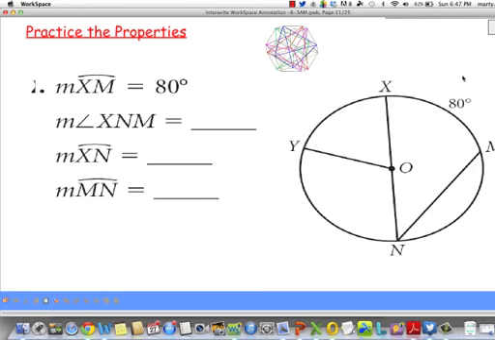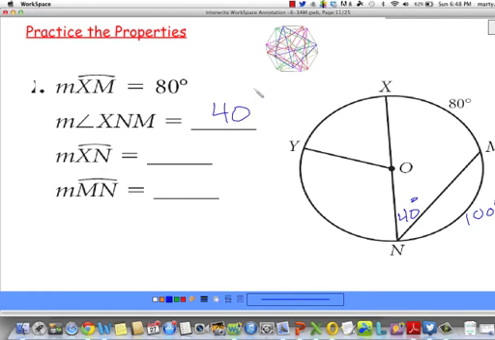Let's take a look at what we've got. One of the things that students tend to miss quite a bit is when we have a diameter. Please remember, when we have a diameter, you have to have 180 degrees because it's a semicircle. So you can start filling stuff in right away here. If that's 80, then this has to be 100. If this is 80 and this is the inscribed angle that forms it, this has to be 40 degrees. It also says that we want to find the measure of angle XNM. X to N to M was 40 degrees.